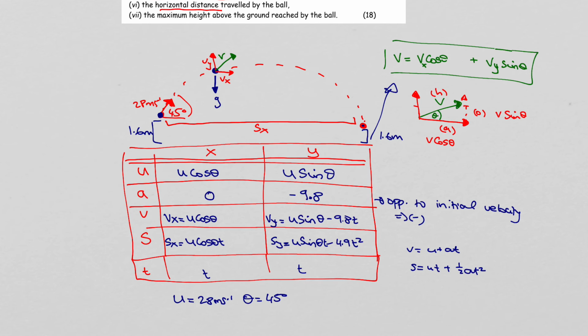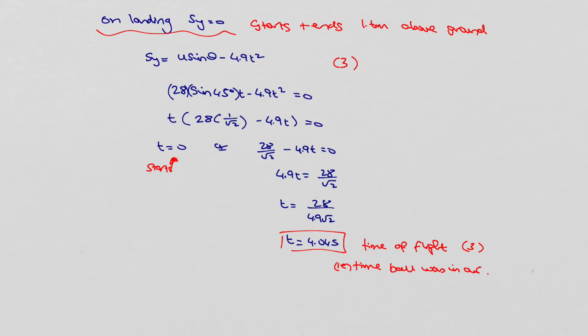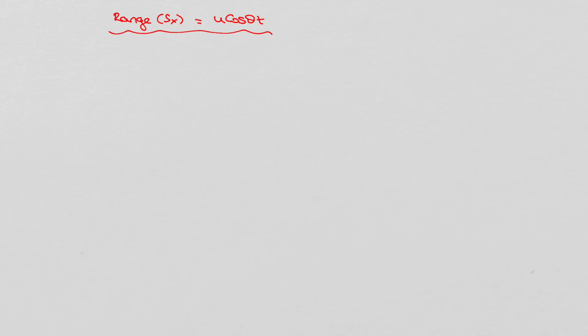And basically, the time it takes to go from the person throwing the ball to the person catching the ball is the same time that the ball has been in flight for. So in other words, at this point we saw sy was equal to 0, and also at the start sy was equal to 0. So that means that the time when s of x is over here is the same time as the time of flight, so 4.04 seconds.